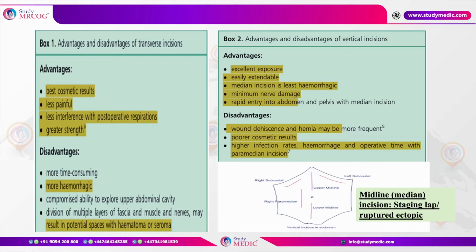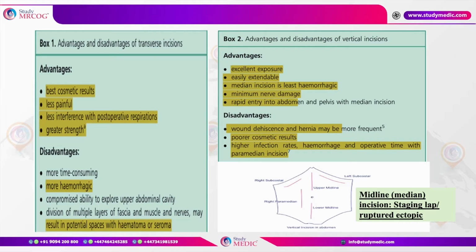Then what are the advantages and disadvantages of transverse and vertical incisions? Transverse incisions have better cosmetic results, are less painful, have less interference with post-op respiration, and greater strength. Disadvantages: they are more hemorrhagic, more time consuming, and they result in potential spaces with hematoma or seroma formation.